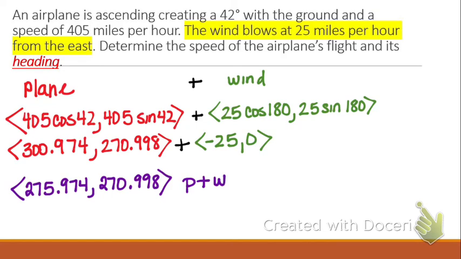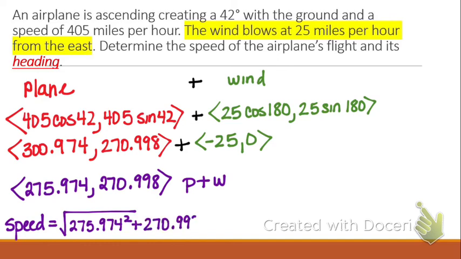So now you're ready to find the magnitude, which is the same as your speed. So the speed is going to be 275.974 squared plus 270.998 squared. And when I type that in my calculator, I got 386.784 miles per hour.